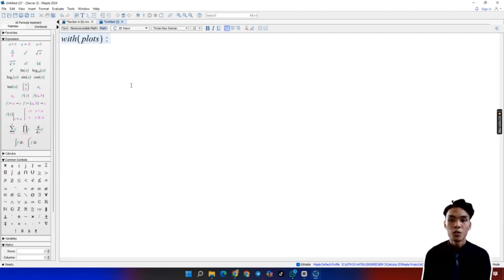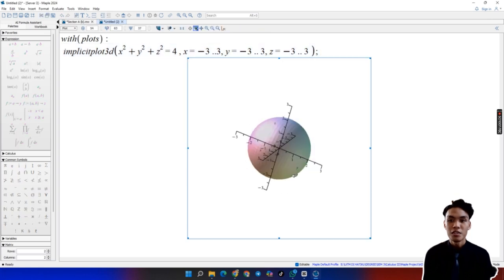First, we will use the command with(plots), so that we can use the function implicitplot3d. And then we insert the equation x squared plus y squared plus z squared, for the limit of x from -3 to 3, y and z also. And here is the sphere.